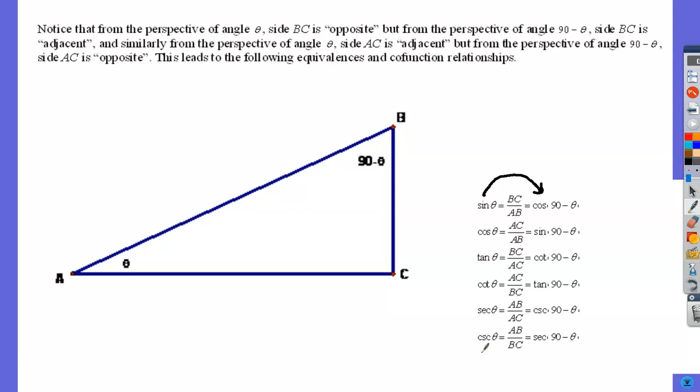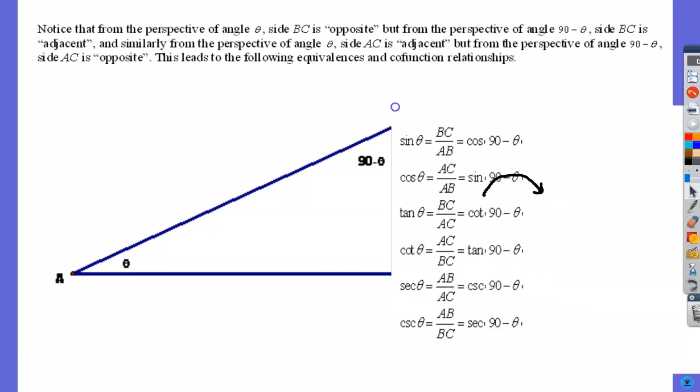So once again, I have it listed here, but if I take the sine, let's see if I can make this just a little bigger. There we go.